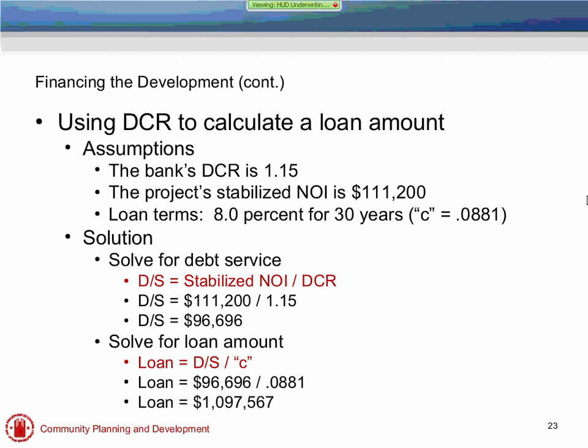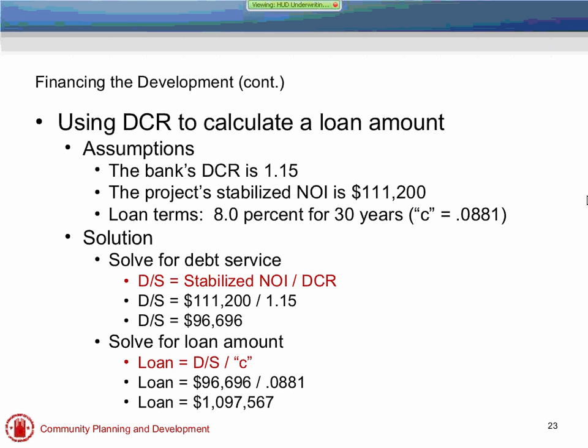And all you have to do is divide it by the constant for the rate and term that the lender is offering. This lender is offering loans at 8% for 30 years. The constant on that is 0.0881, which really means that for every dollar you borrow, you're going to pay back 8.81 cents per year. If we divide that into the amount of debt service the lender is willing to permit, $96,696, you come up with a maximum loan amount of $1,097,567.